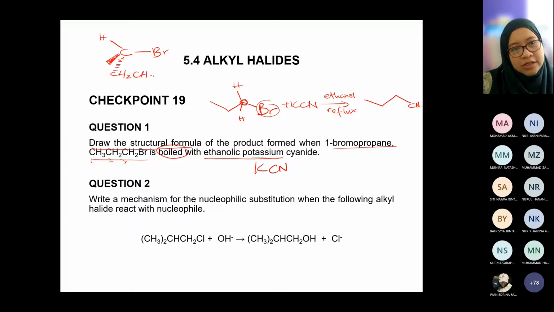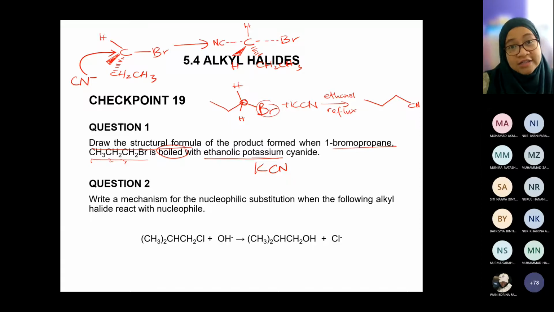CH2, CH3. CN minus attack from the opposite side. Sama kan ni bromopropane. And then jadilah dia akan attach itself. So dia akan tegak dulu. Apa tadi? CH2, CH3. This one is hydrogen, this one CN, and hydrogen, Br.